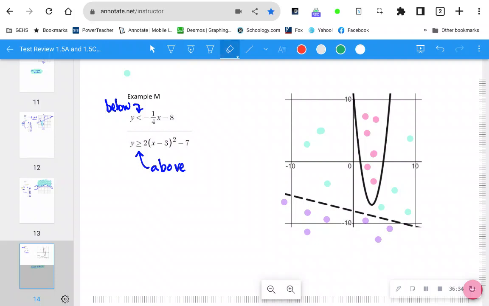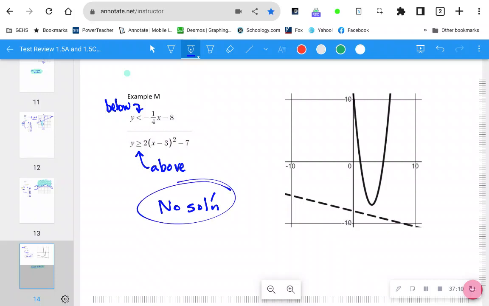So let me show you again. The pink dots are above the parabola, but they're supposed to be below the other line, and they aren't. So I'm going to erase those. And the purple ones are definitely below the diagonal line, but they're not above the parabola. So we're going to erase those because they don't work. And the green ones don't qualify in either one of them. They're not above the parabola or below. So they don't work either. And this is a situation where you have no solution. And you would just write that.